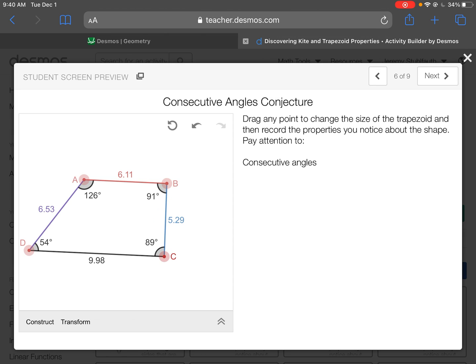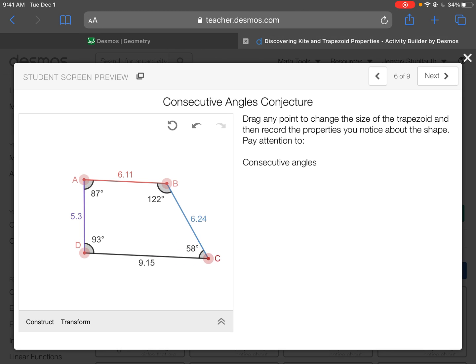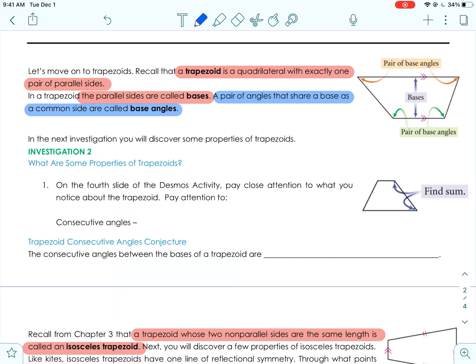If I have 91 and 89, 91 plus 89 is 180. 126 plus 54 is 180. If I adjust this over here, 87 plus 93 is 180. 91 plus 89 is 180. 130 plus 50 is 180. 87 plus 93 is 180. So what do you notice about these consecutive angles?